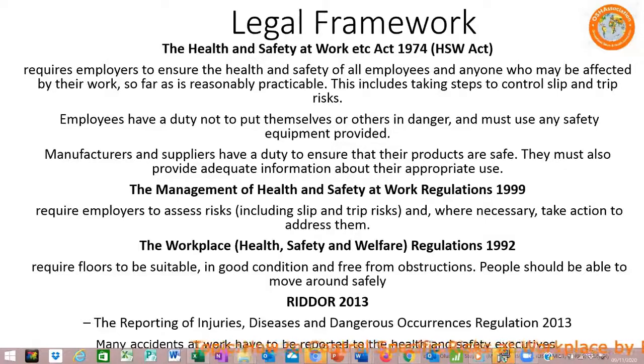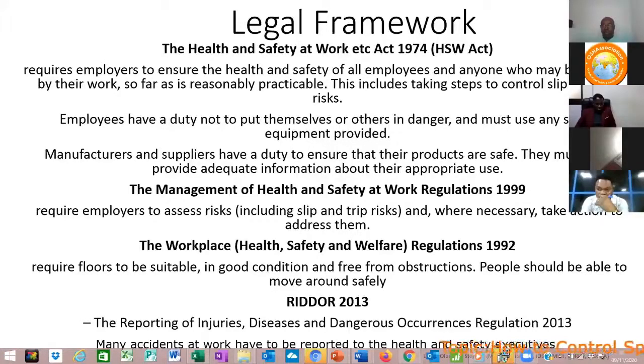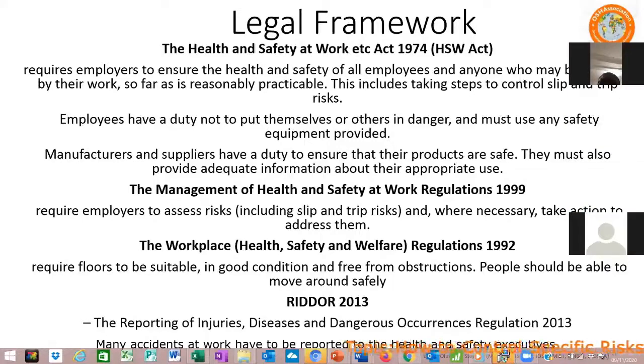They must also provide adequate information on the appropriate use, how it can be used. It's not just about the goods. You need to put enough information on how this equipment should be used. Then there's also the Management of Health and Safety Regulations 1999, which require employers to assess the risk. So can you see now? It is the duty of the employer to assess the risk, including slips and trips at work, and when necessary to take action to address them.